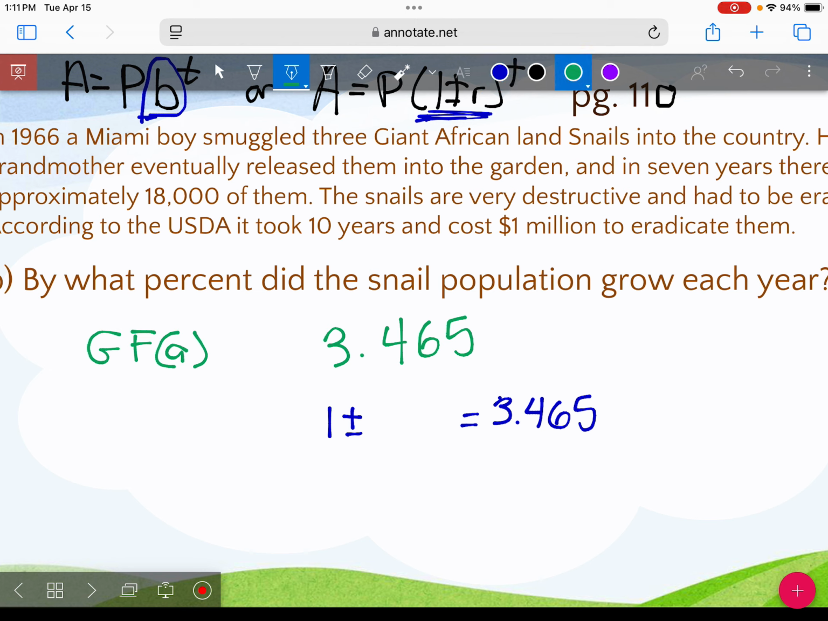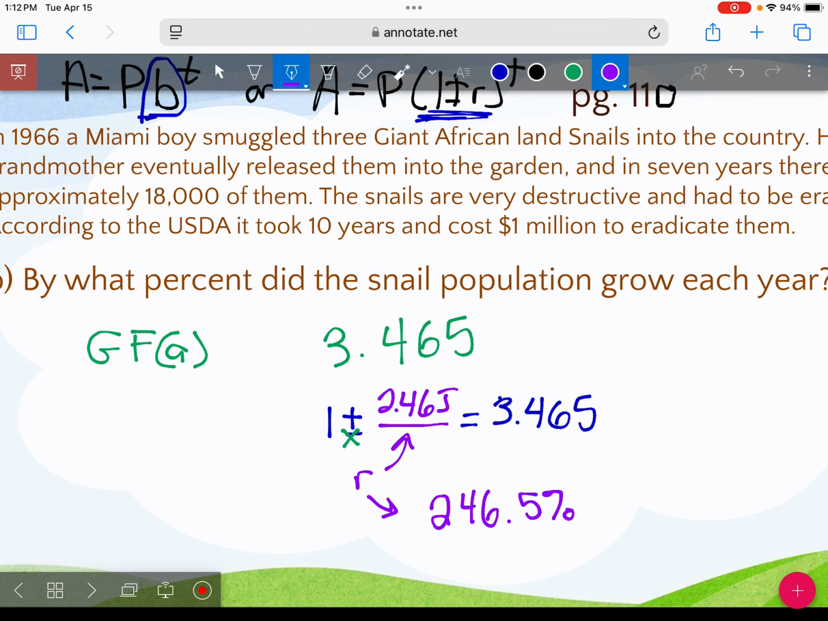We're just trying to figure out what has to be added or subtracted from 1 to make 3.465. Well, clearly since it's bigger than 1, we know we're going to add. So we're going to take our 2.465, and that's our R. This is what our rate is. Typically, we write rate as a percent. So this is growing at 246.5% each year. So this is our rate.